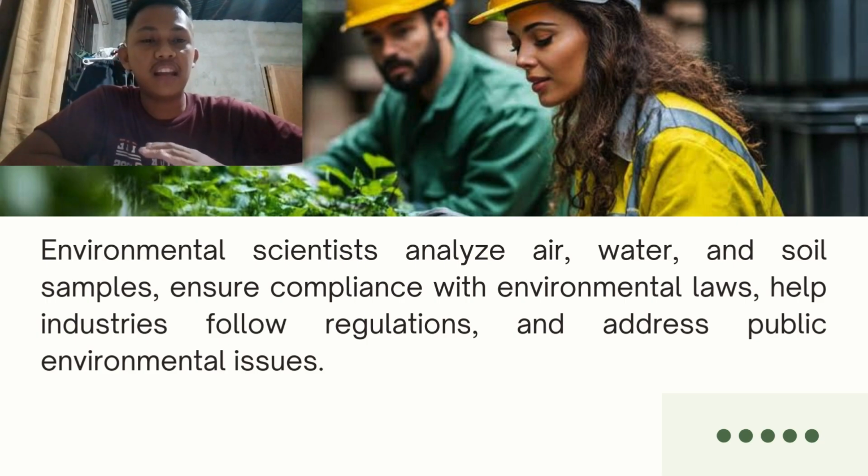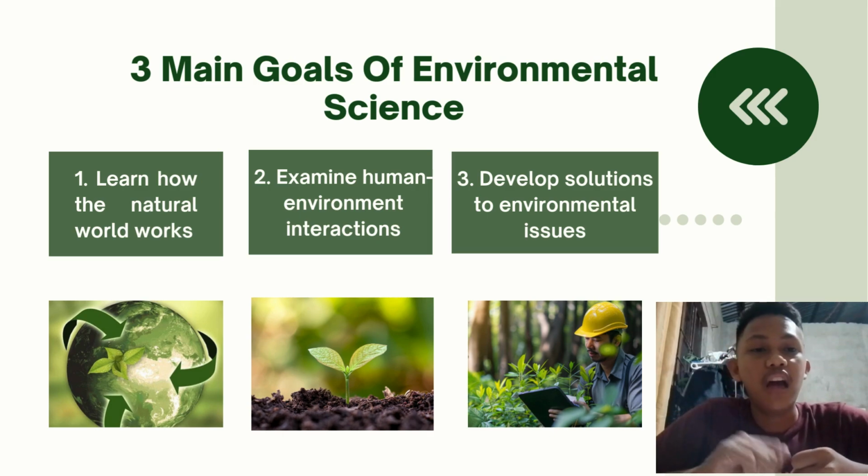Environmental scientists analyze air, water, and soil samples, ensure compliance with environmental laws, help industries follow regulations, and address public environmental issues. The three main goals of environmental science are: number 1, learn how the natural world works; number 2, examine human-environment interactions; and lastly, number 3, develop solutions to environmental issues.